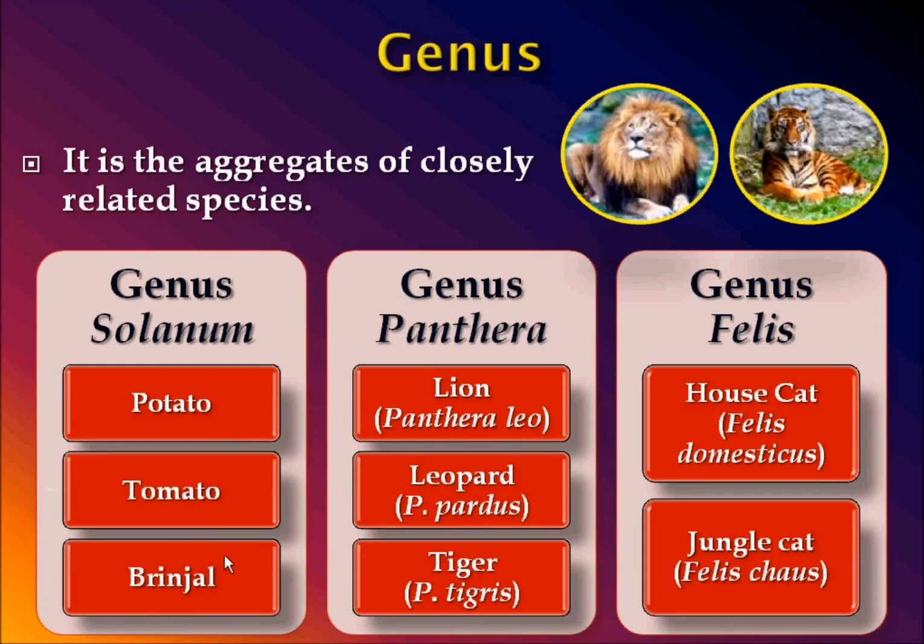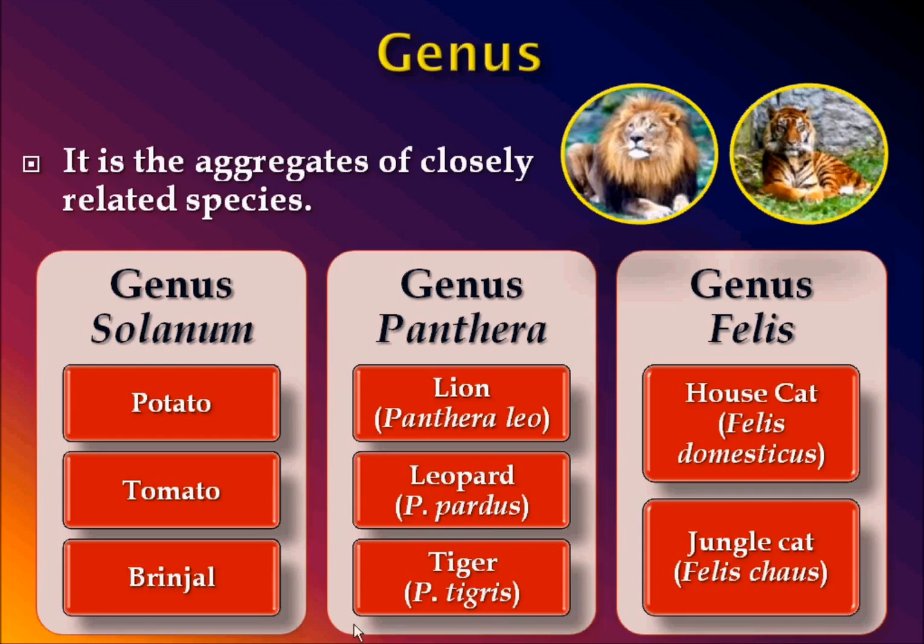So these three belong to genus Solanum. And lion, leopard and tiger all are genus Panthera. And this genus differs from another genus Felis, which includes cats, maybe a house cat or a jungle cat. So scientific names are given here: lion is Panthera leo, leopard is Panthera pardus and tiger is Panthera tigris.